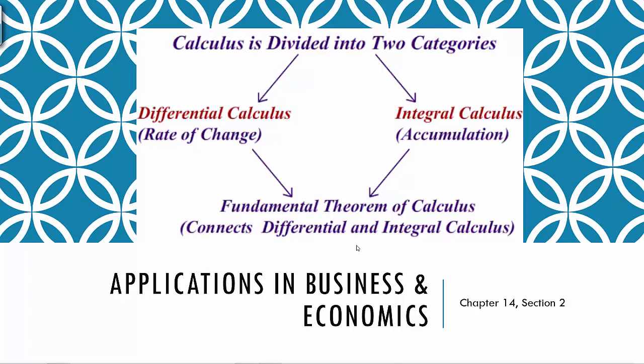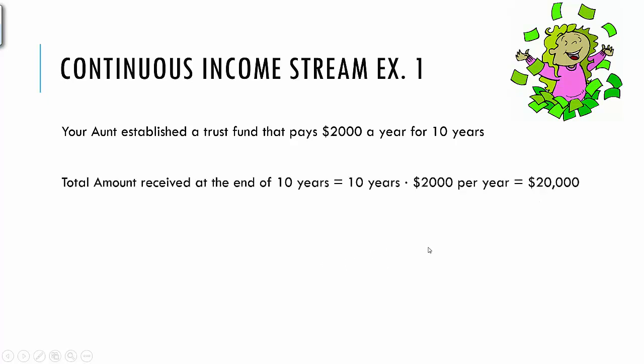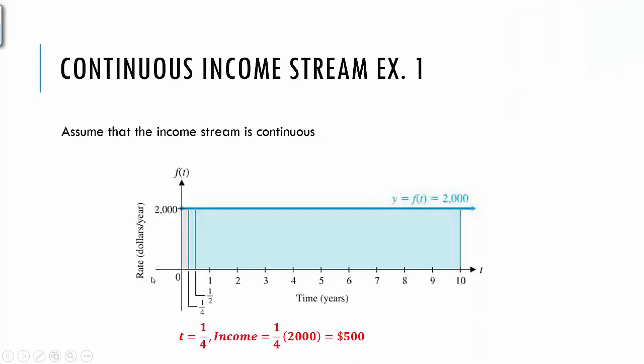Let's look at some applications in business and economics. Your aunt established a trust fund that pays $2,000 a year for 10 years. Nice aunt, huh? Wish it was my aunt. The total amount received at the end of 10 years, how would you find that? Well, you'd take 10 years times the $2,000 and you'd get $20,000.